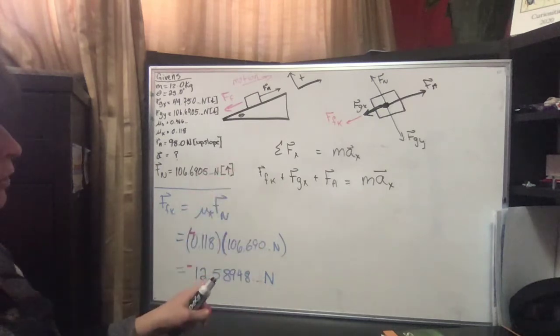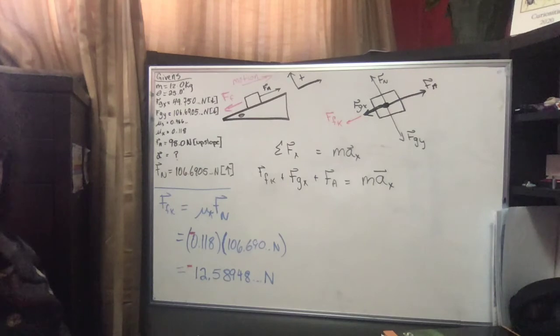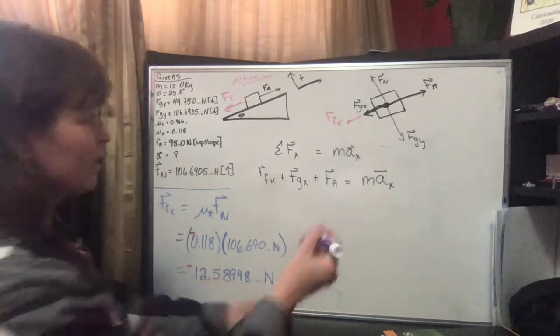Everything else is a number. Let's just make sure our directions are listed on our free body diagram just to help us remember for our calculation.